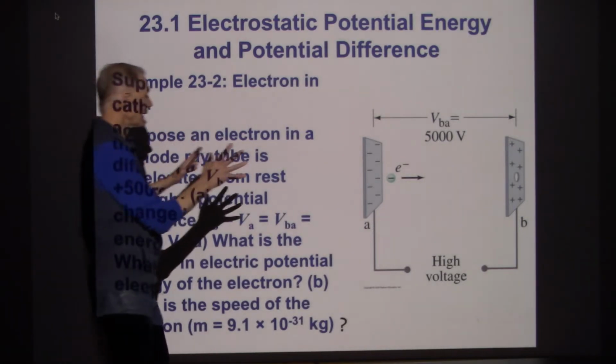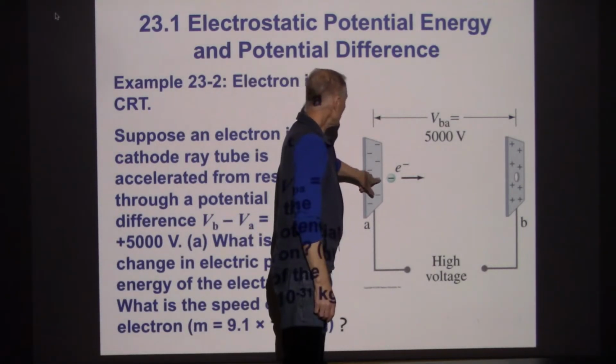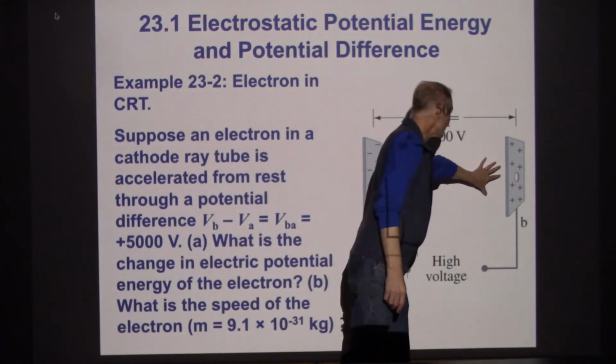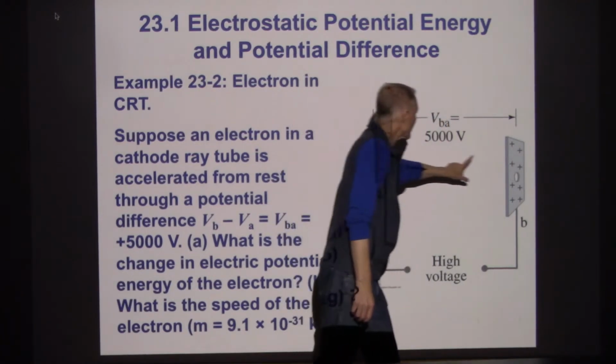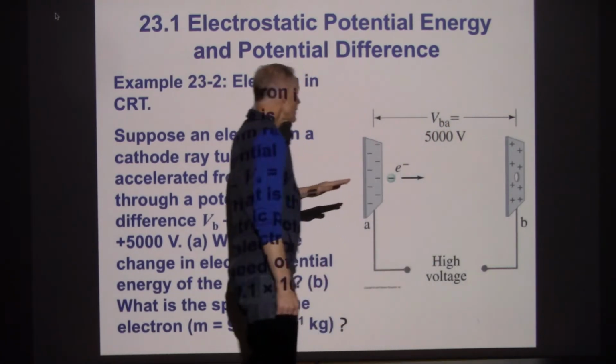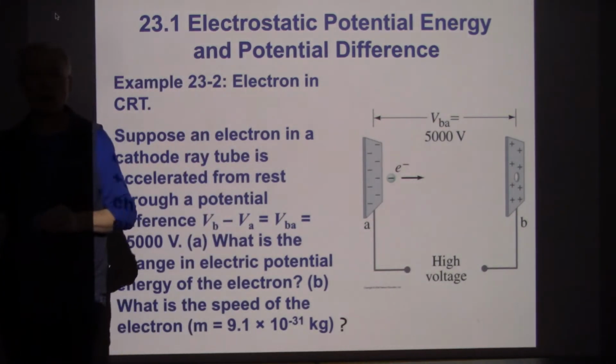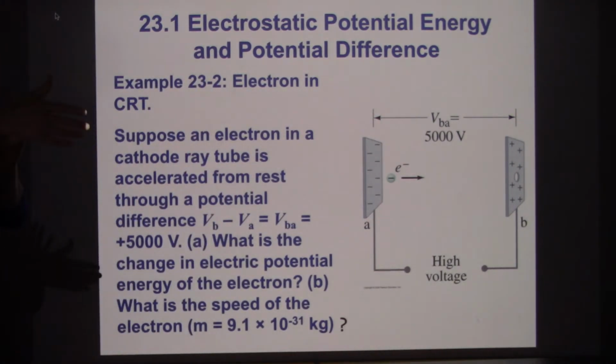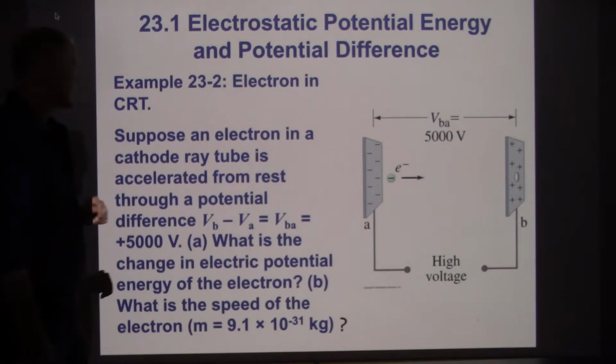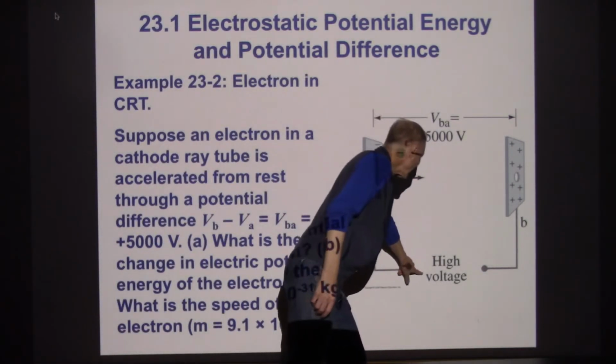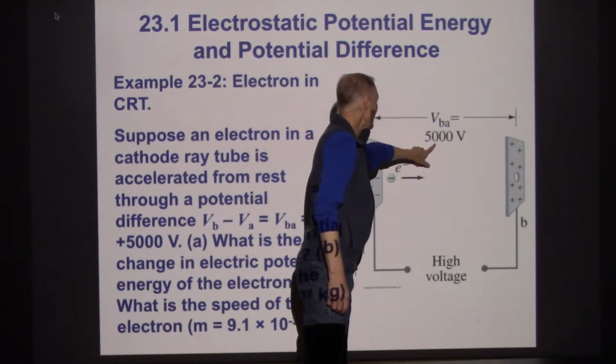So here is an electron. Here's an example. What we're going to do is use these parallel plates. We're going to charge this one negative and this one positive, and that's going to allow us to speed up that electron. So the electron is going to go faster and faster and faster, right? We're going to have some kind of a high voltage source here, and it's 5,000 volts.